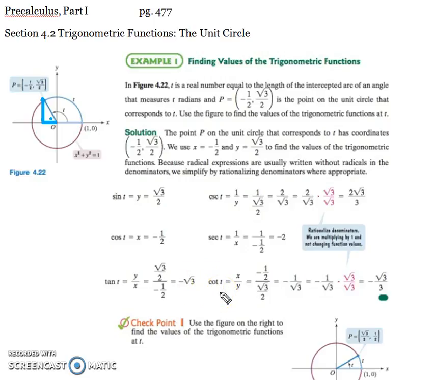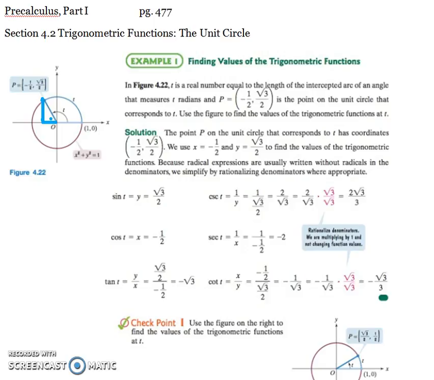Cotangent is the reciprocal of that. So it's going to be -1/2 over square root of 3 over 2, or you could just do 1 over the negative square root of 3, multiply top and bottom by square root of 3, and you get square root of 3 over 3, negative, since we were in the second quadrant.